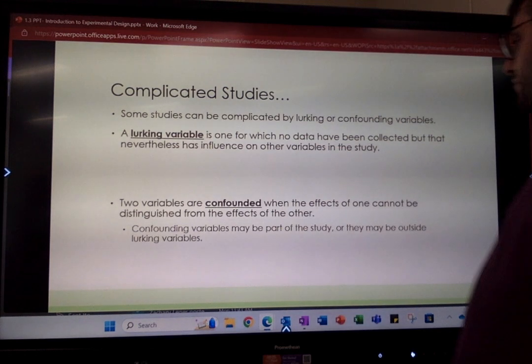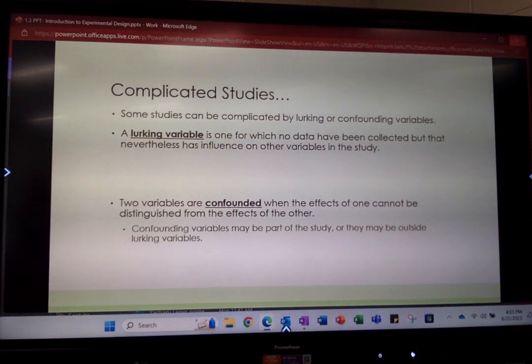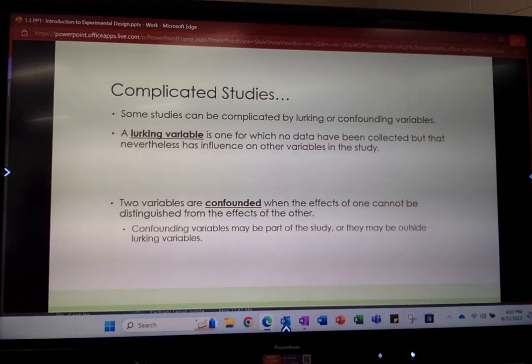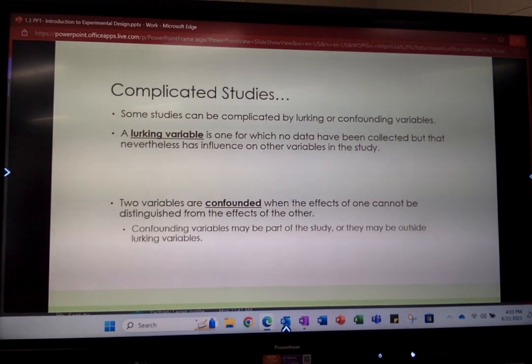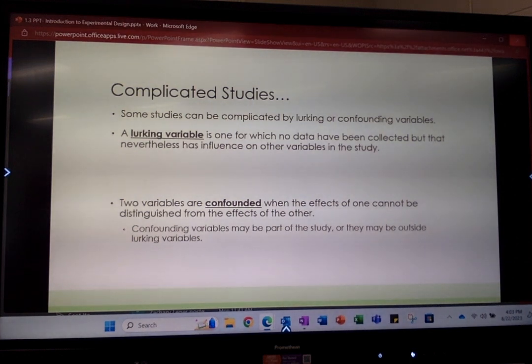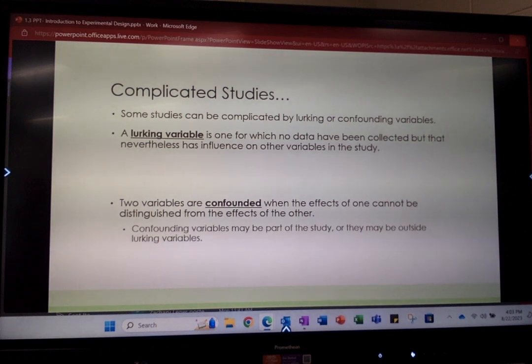2 variables are confounded when the effects of one cannot be distinguished from the effects of the other. Confounding variables may be a part of the study, or they may be outside lurking variables. Here's another example: GPA, difficulty of courses, IQ, available study time. Some of those variables might be confounded. For instance, students with less study time might opt for easier courses.